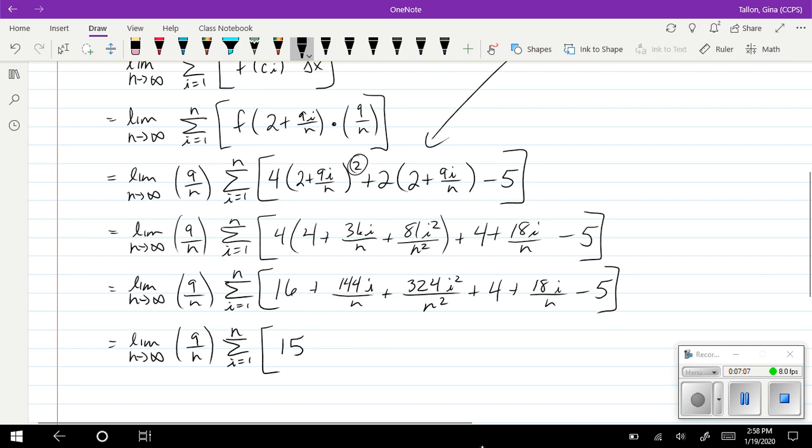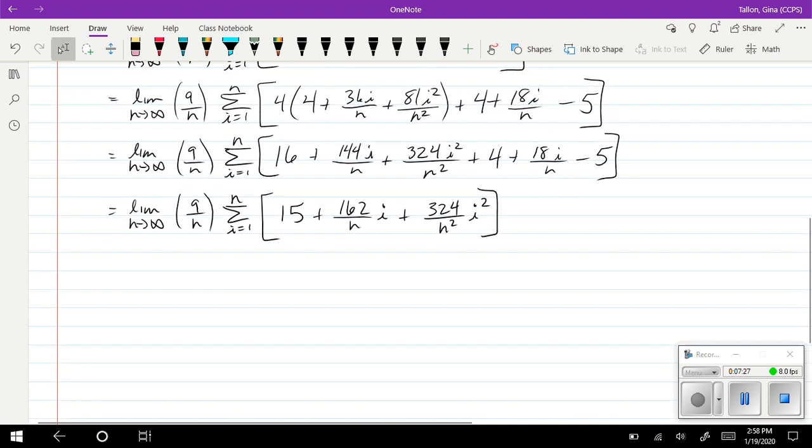I have 144i over n, and then I have 18i over n. That's going to give me 162i over n. I'm going to put the n here and the i right there. And then I'm simply going to write 324 over n squared and write the i squared separately. All right, so far so good, I hope.